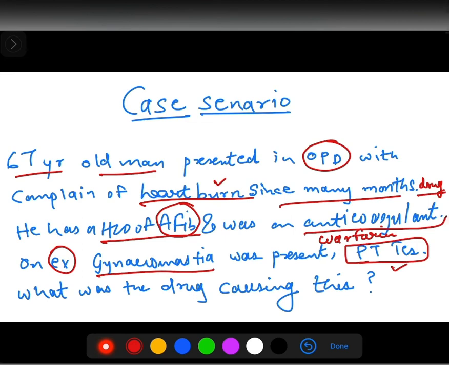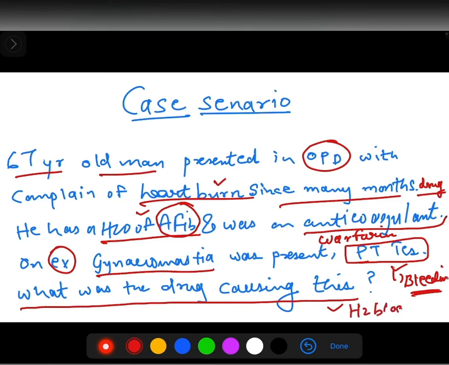Now on examination, we found that there was gynecomastia, and we also did blood reports, where we saw PT was increased, prothrombin time was raised. Okay, so this will cause bleeding. So there are chances of bleeding in this patient if we don't take care. So now they are asking us what was the drug causing this. I've already explained in the previous slide this warfarin and ranitidine interaction. So it is the same, that the patient is taking H2 blockers.